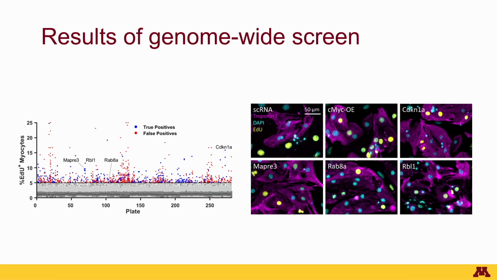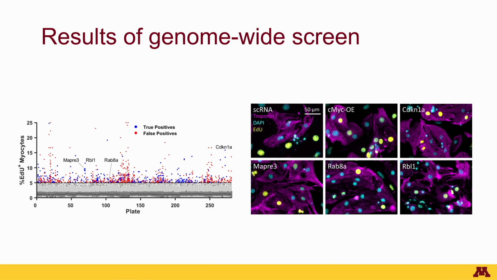CDKN1A is well known as P21. This is a cell cycle inhibitor. RBL1 below that is also a cell cycle inhibitor. So these are well-known regulators of cell cycle, and I was very pleased to see that we identified some of these well-known cell cycle regulators. And then we identified additional regulators like MEPRI3, which is a microtubule end binding protein, as well as RAB8A, as potential, novel regulators of cardiomyocyte proliferation.